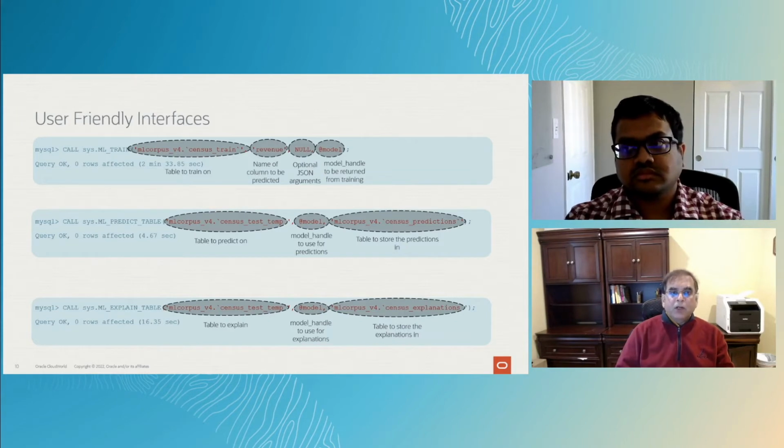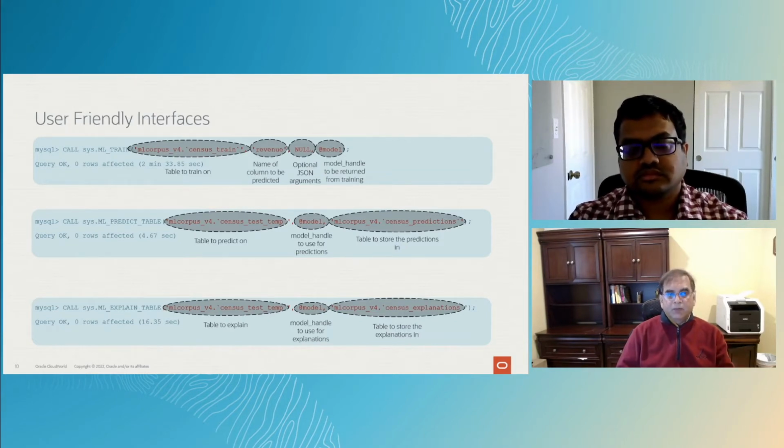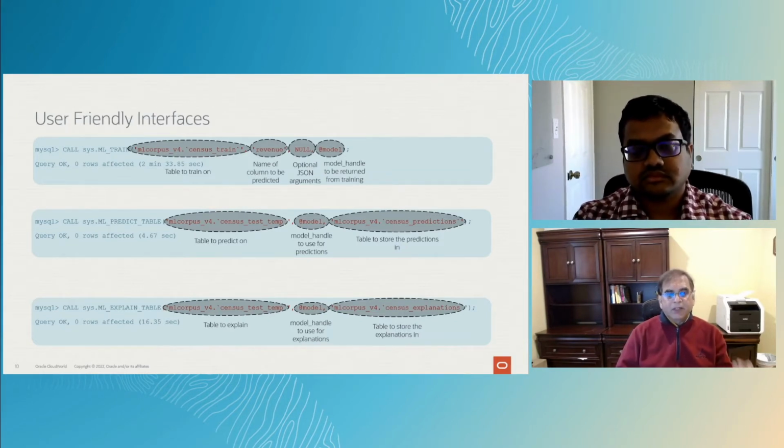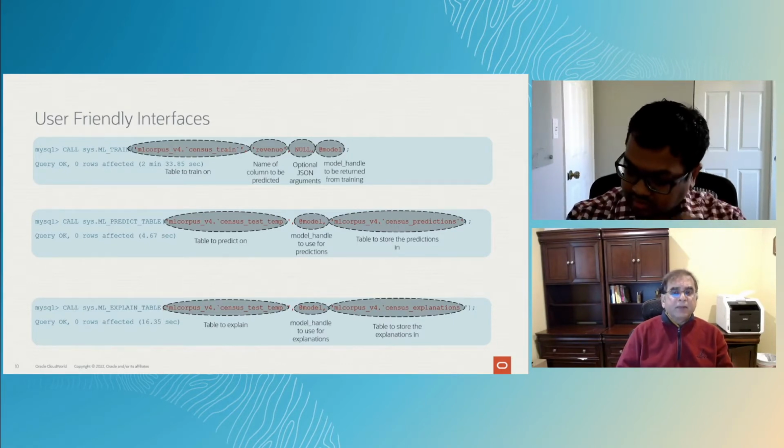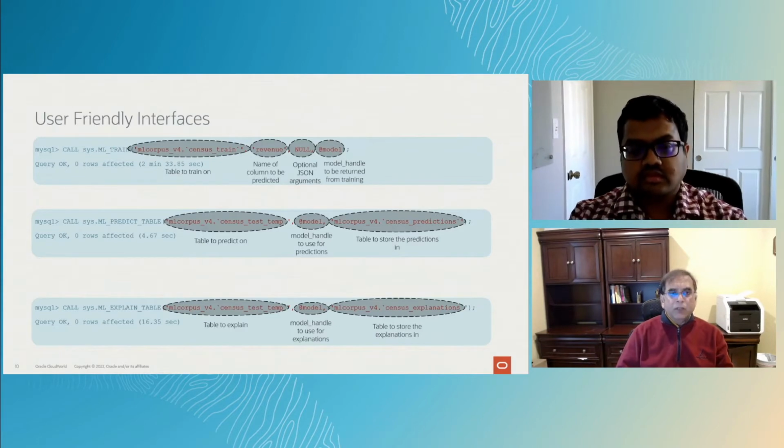One can use that model handle in the predict table command, which is basically predicting on a set of data. So this is the name of the table to predict on. This is the model handle that we got in the first step. And then this is a table where the predictions are stored. So that's what predict table will give you.